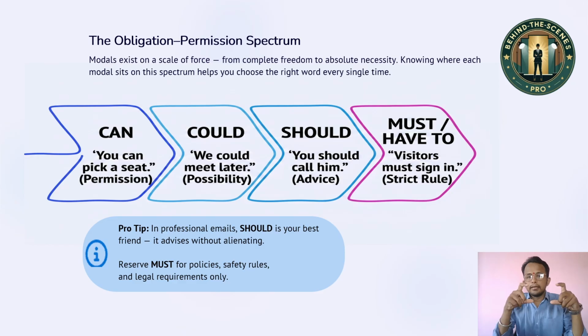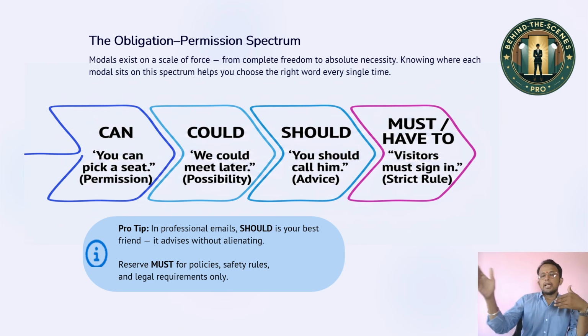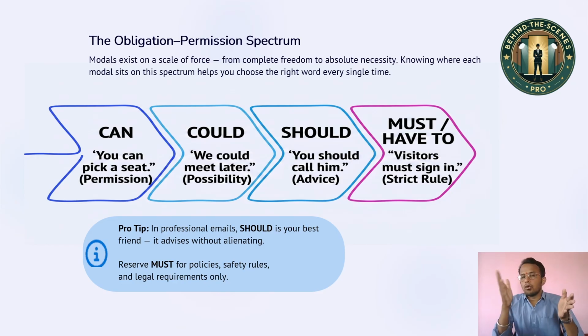Now let us see the obligation permission spectrum. What do you mean by spectrum? It is a scale from 0 to 10 or whatever, 0 to 5, correct? Or weak to strong. Similar way, we have this permission to obligation spectrum. You can see we use can for giving permission. Yes, you can pick a seat. Okay, then we show the possibility. Yes, we could meet later.